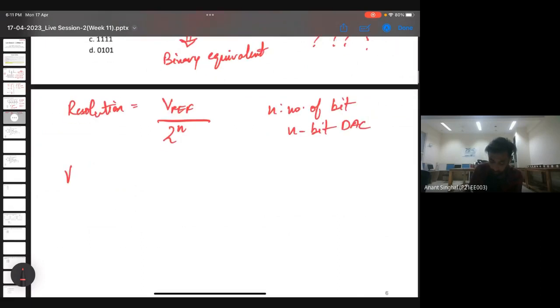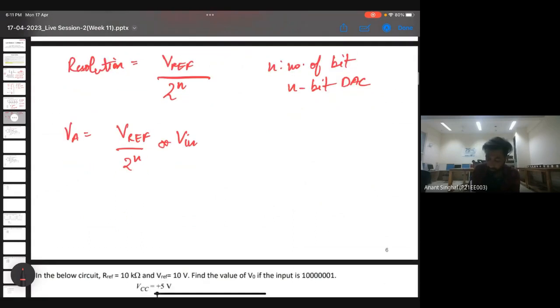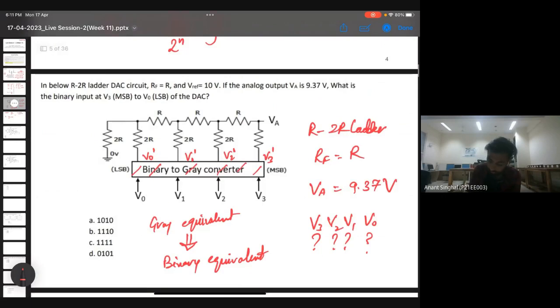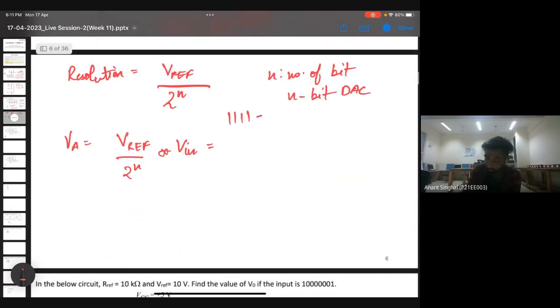The general output voltage is given by the resolution into the input voltage. So we'll first check for the full scale voltage, which for a 4 bit will be 1111, as we know that this is a 4 bit ladder network because there are 4 connections. 1111 in binary is 15 in decimal. So we'll write the same.